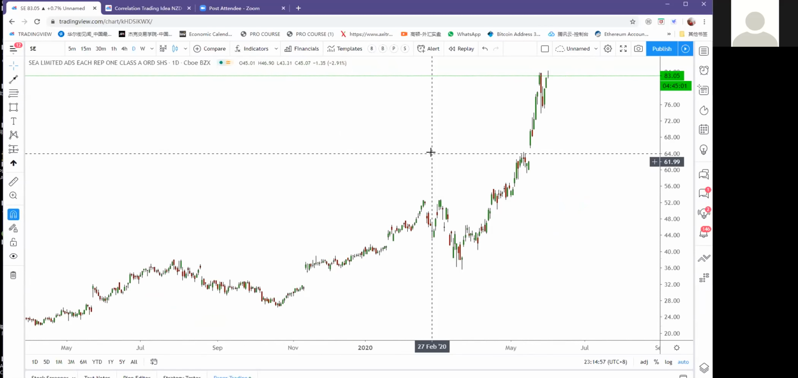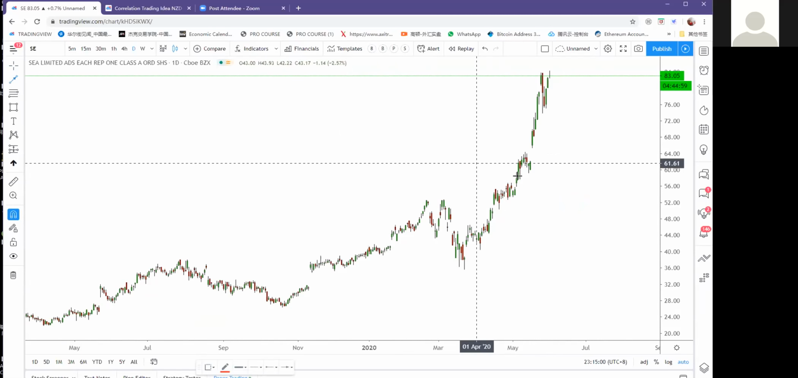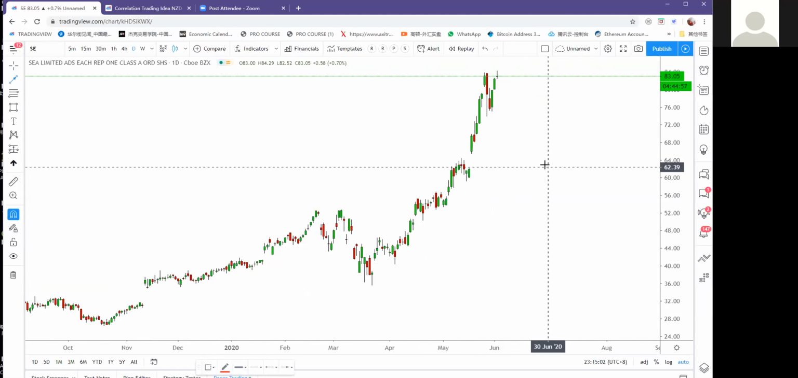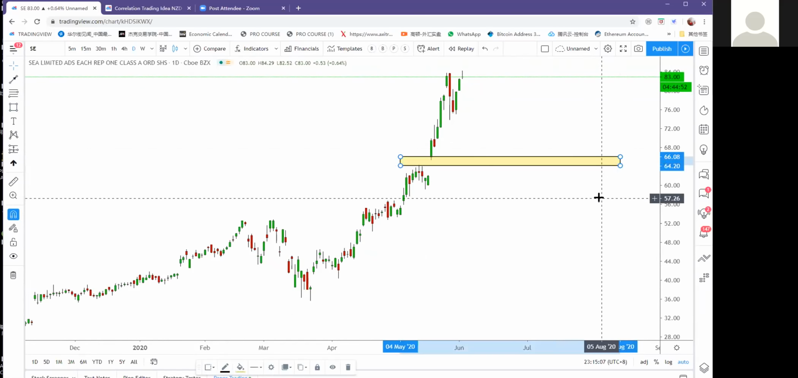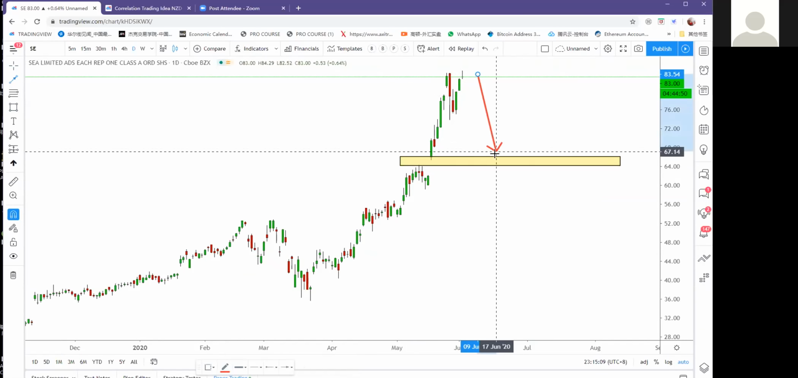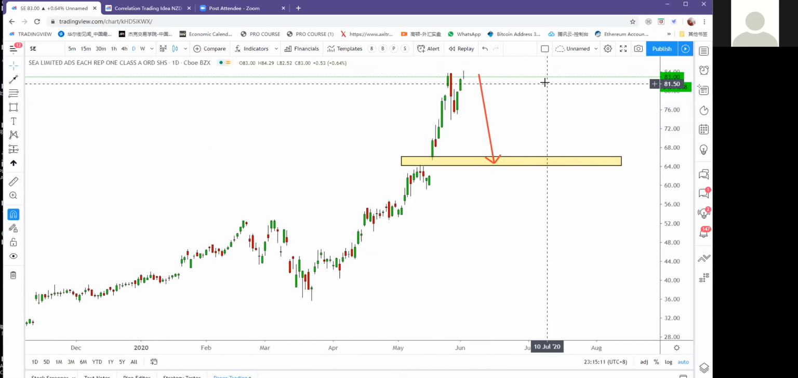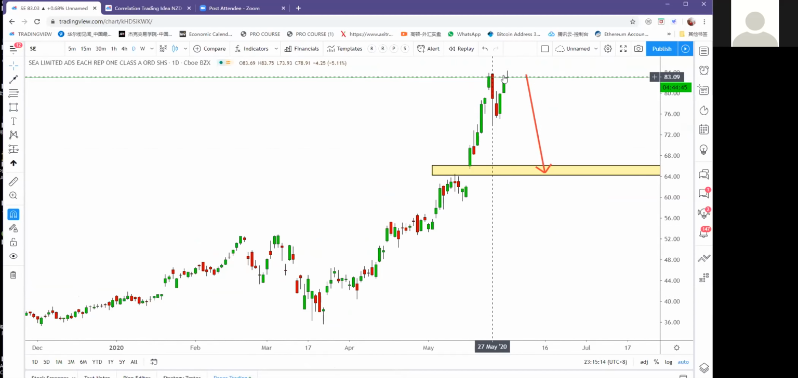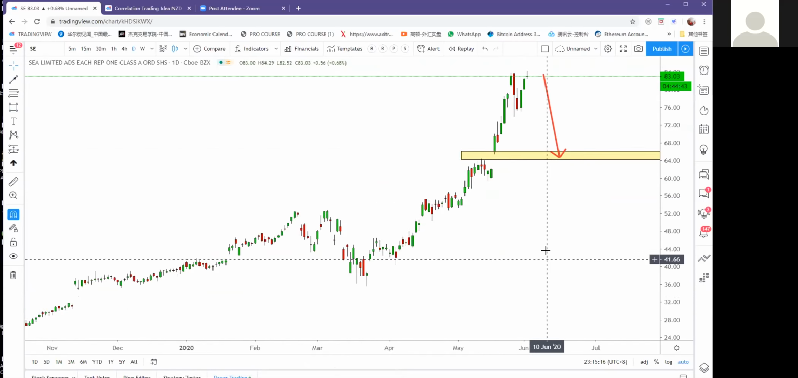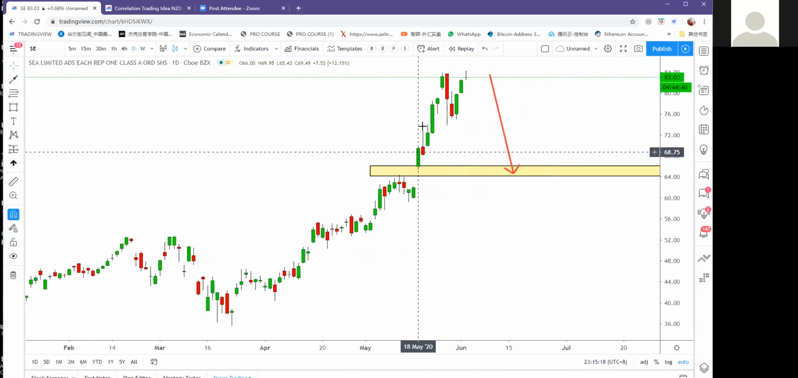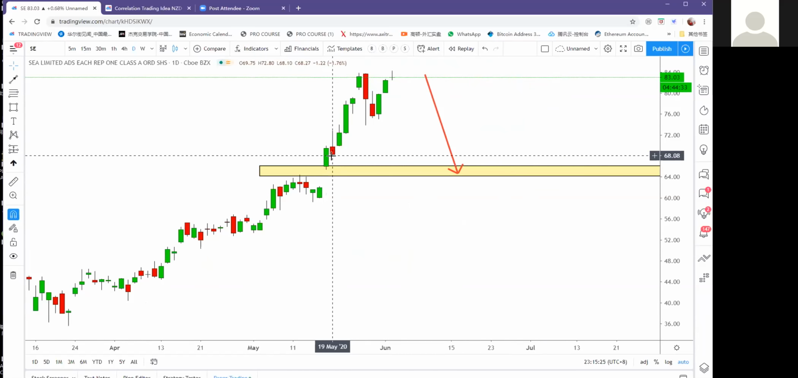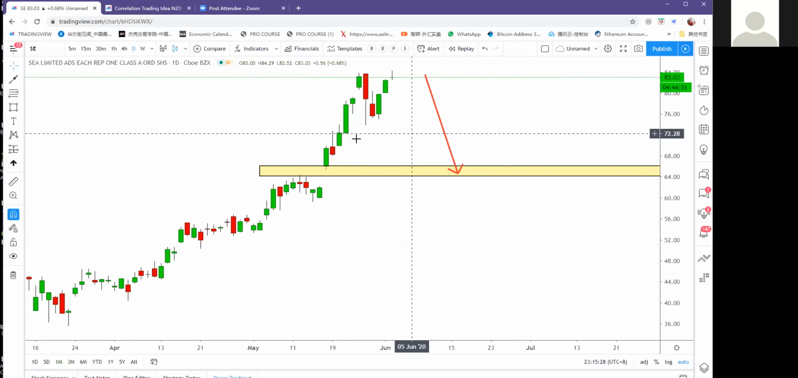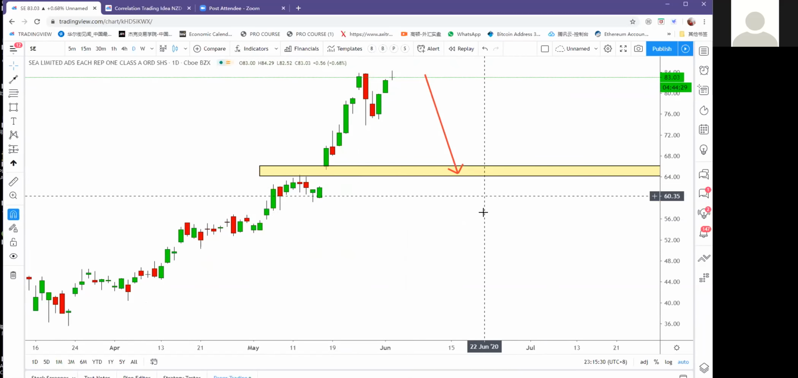I don't have any plan for this one, but I can tell you if I want to buy, I will use the 64 level. I will wait for it to come back to this level and I will consider buying. Right now, no, I don't want to buy. It's too expensive for me. I will just wait for it to come back to this gap. There may be some news, maybe a good financial report or good fundamentals, but buying the low is a very good strategy.